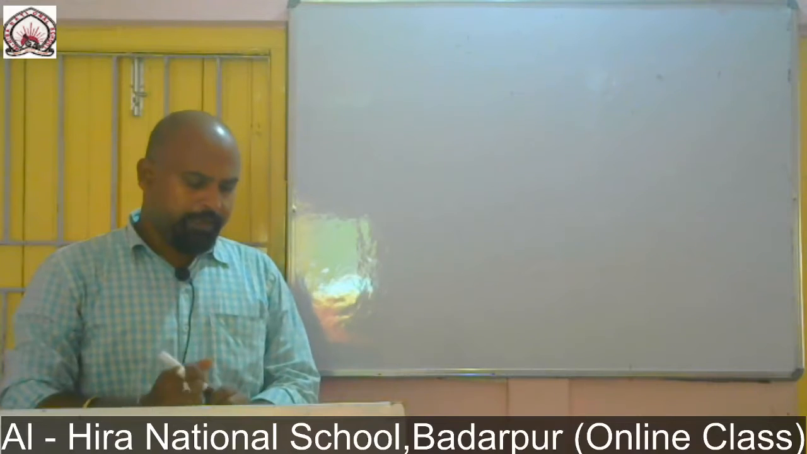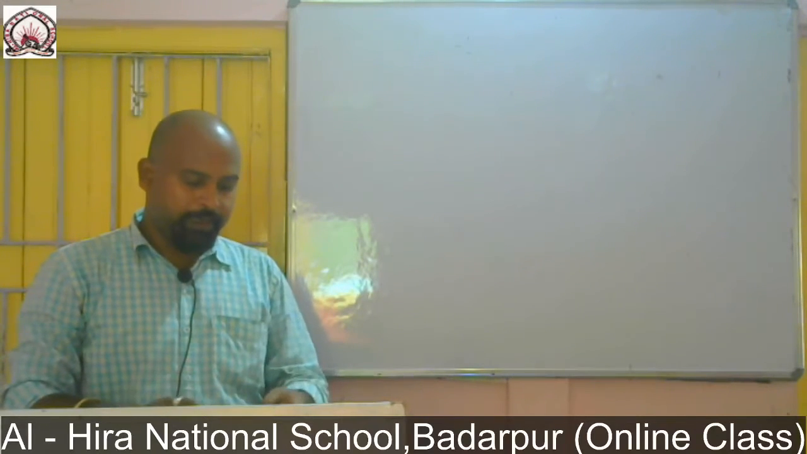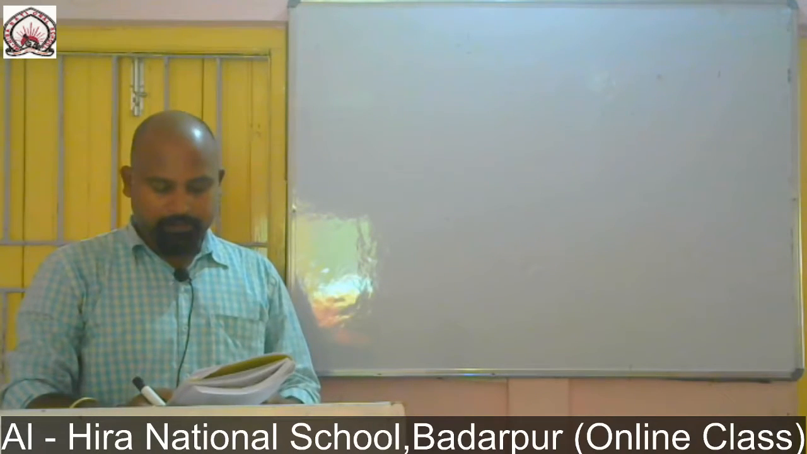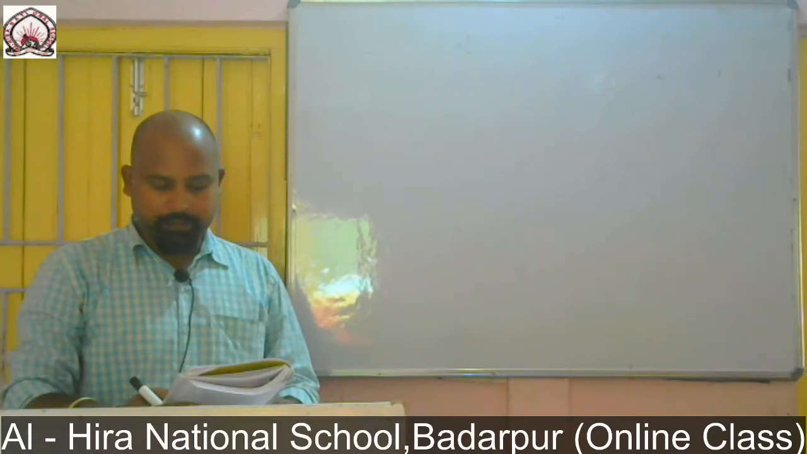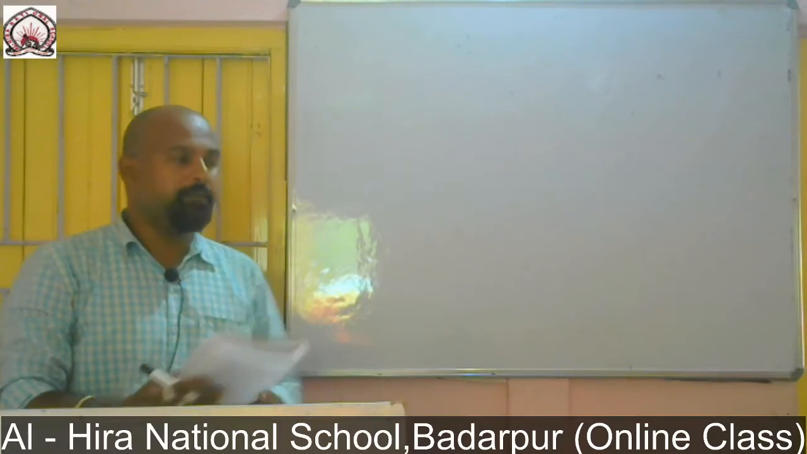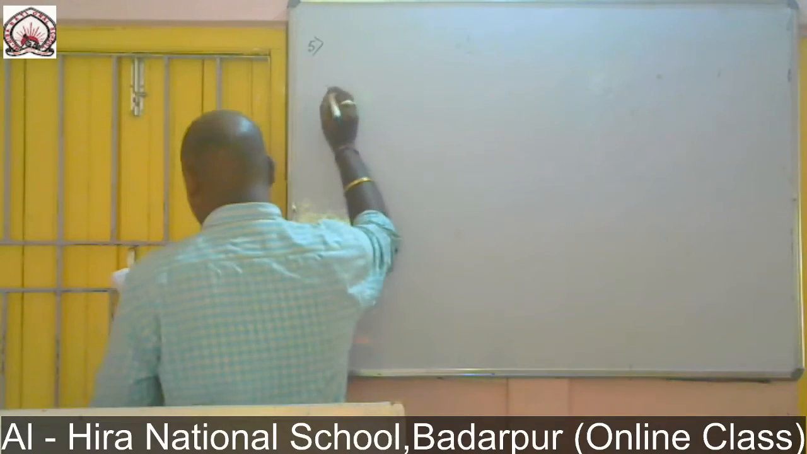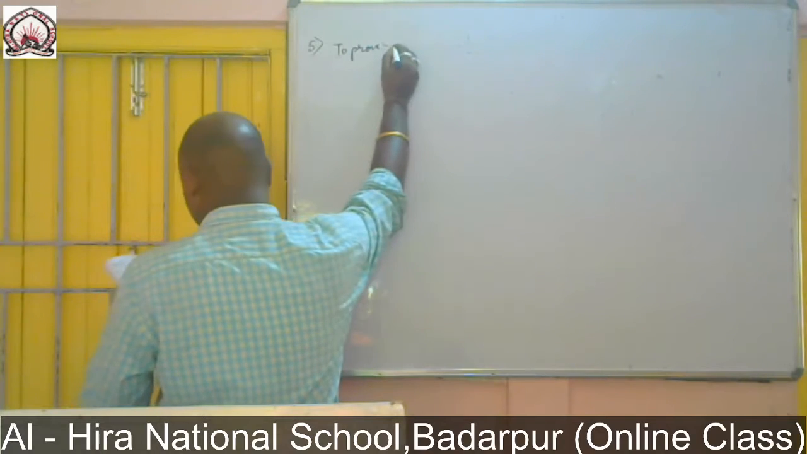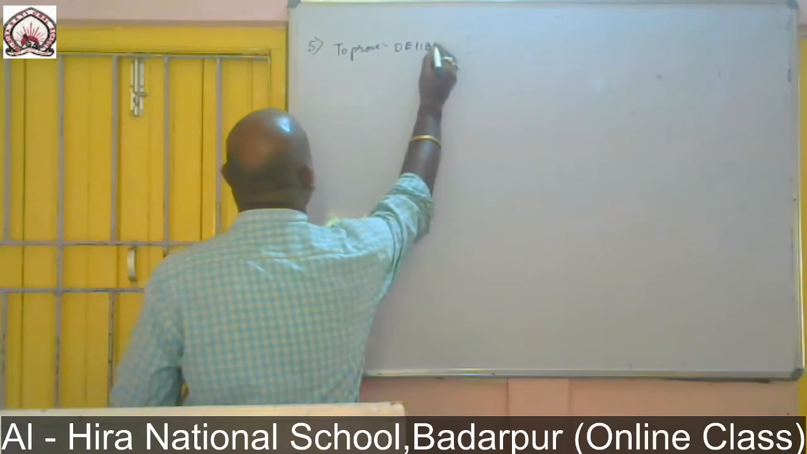Now in question number 5, in the isosceles triangle ABC, AB equals AC. The bisectors of angle B and angle C meet the opposite sides at D and E respectively. Prove that DE is parallel to BC. Now in number 5, you have to prove DE parallel to BC.